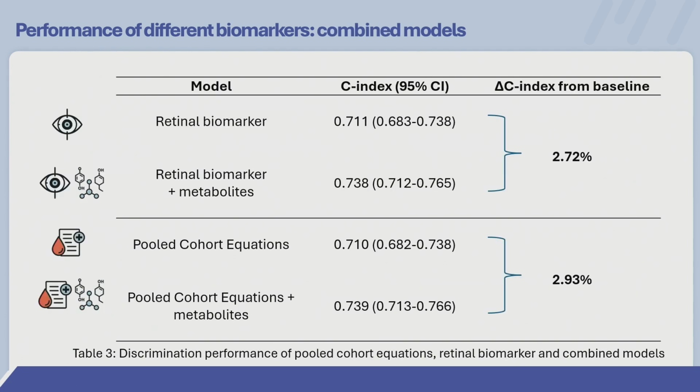So when the metabolites are added on, there is an incremental benefit for both the retinal biomarker as well as the pooled cohort equation. The pooled cohort equation actually improved more, and the best performance that we got in the study was actually with the pooled cohort equation, which is 0.739. Again, you can see the differences are in the third decimal place, which means essentially the performance of the traditional risk calculator, which is the pooled cohort equation, and the retinal biomarker are very similar to each other. But we know that when metabolites are added on, the performance of both of them increases.